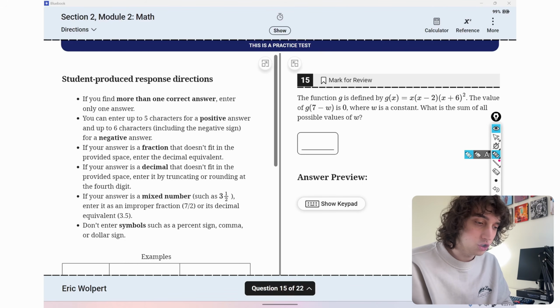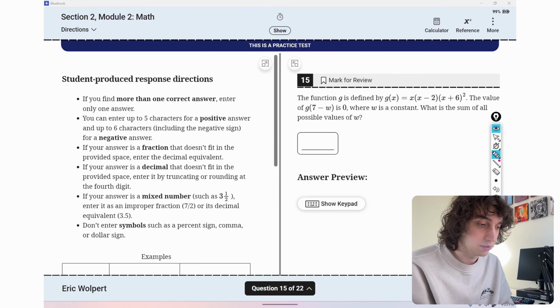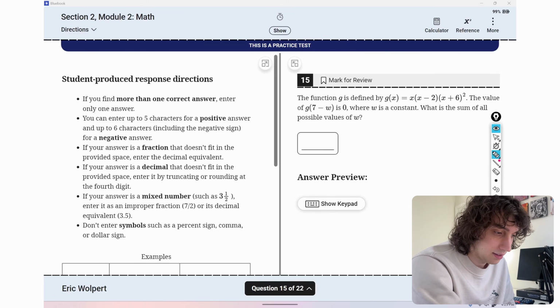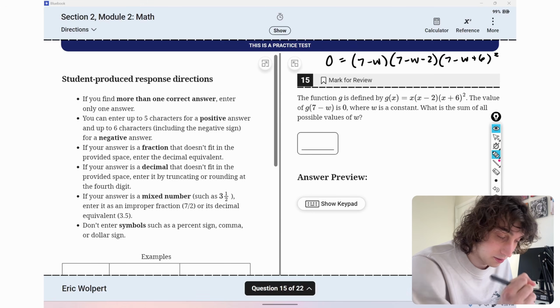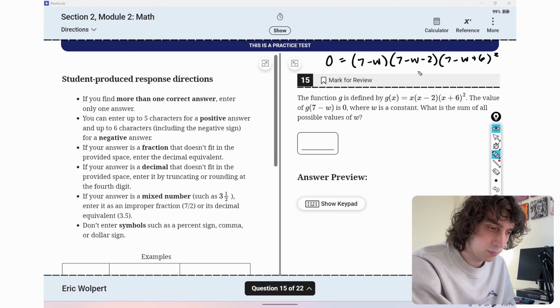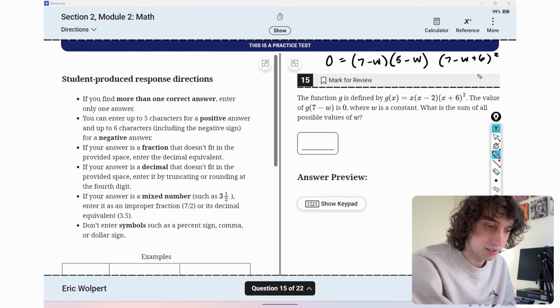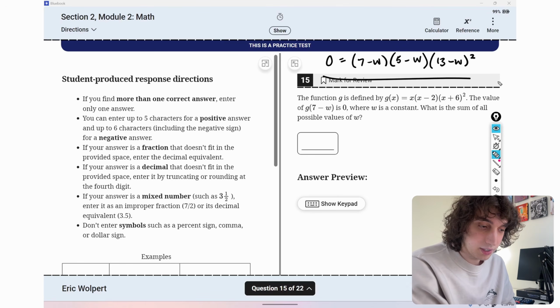Problem number 15, the function g is defined by this, and the value of g of 7 minus w is 0, where w is a constant. So basically this is saying that when we plug in g of 7 minus w, that gives you 0, which means 0 equals 7 minus w times 7 minus w minus 2 times 7 minus w plus 6 squared. And I'm going to write this a little bit nicer, where 7 minus w minus 2 we can replace with 5 minus w, and then 7 minus w plus 6 squared we can replace with 13 minus w squared. So really this is what we're working with.